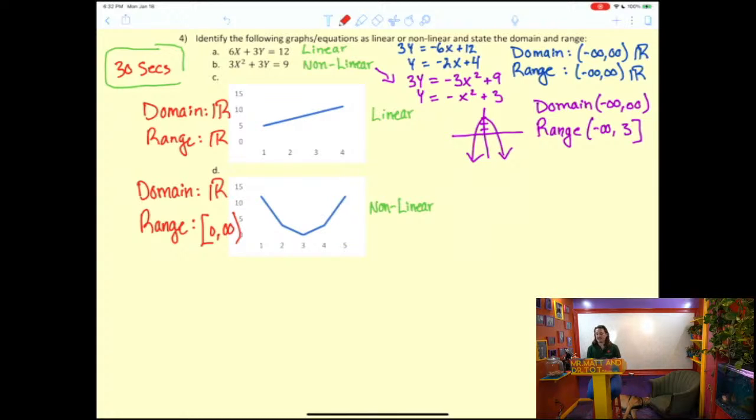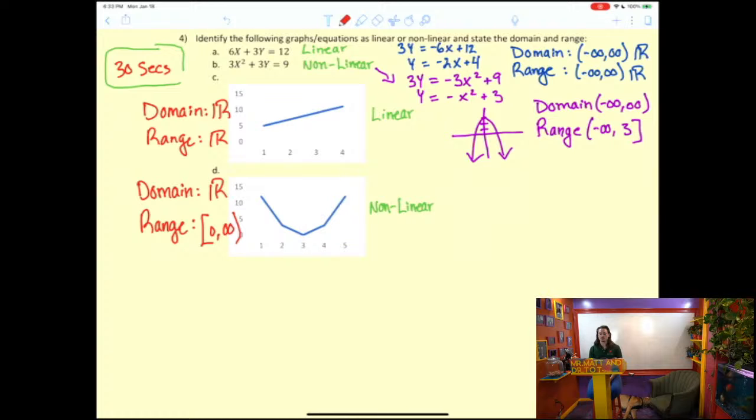So for 4a, I simplified that in the blue ink. If you subtract away the 6x on both sides, you're going to get 3y is equal to negative 6x plus 12. Then dividing by 3, you're going to find y is equal to negative 2x plus 4. So you can see that that's a constant rate of change. We have a constant slope, and we have no exponent values. This guy has a y-intercept of positive 4 and is going down 2 for every 1 right. So this is just a linear line.